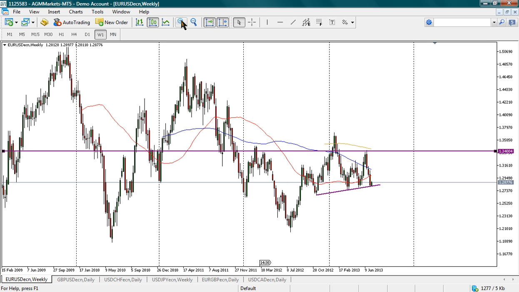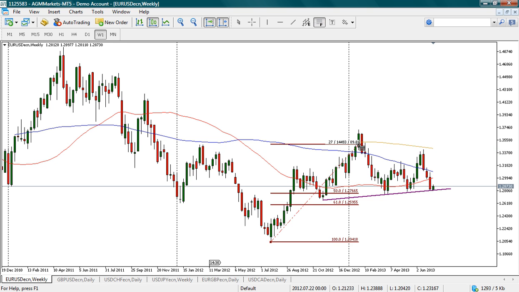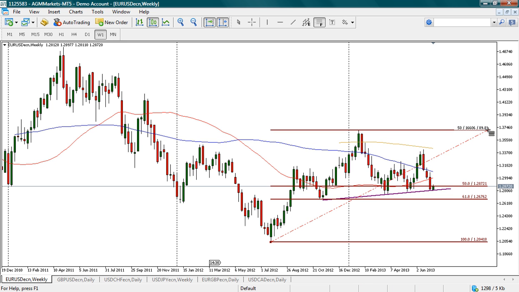What is actually quite interesting on this weekly chart, so I've gone from daily to weekly here, but I should delete that resistance there. What is quite interesting here is if you draw the obvious fib, from lows to highs, you see the buyers are coming in between this 50% and 61.8% zone, and it's making higher highs.